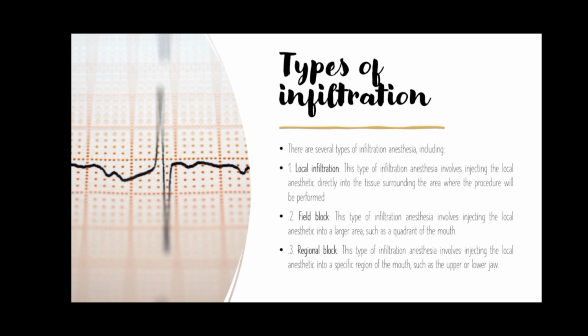Types of infiltration. There are several types of infiltration anesthesia. Number 1. Local infiltration. This type involves injecting the local anesthetic directly into the tissue surrounding the area where the procedure will be performed. Number 2. Field block. This type involves injecting the local anesthetic into a larger area, such as the quadrant of the mouth. Regional block. This type involves injecting the local anesthetic into a specific region of the mouth, such as the upper or lower jaw.